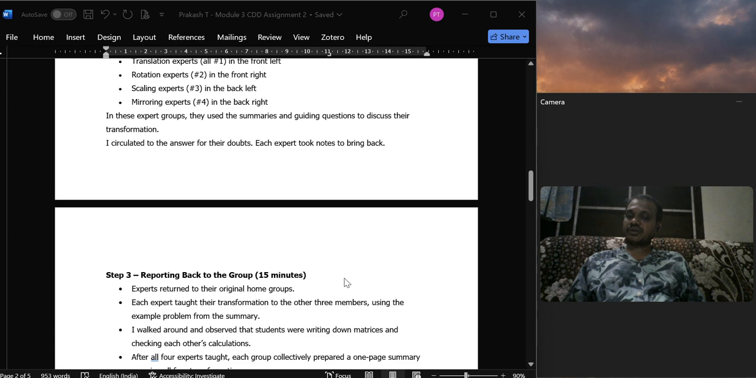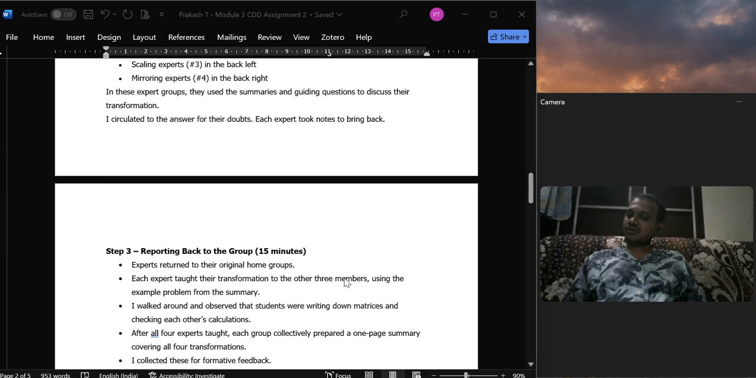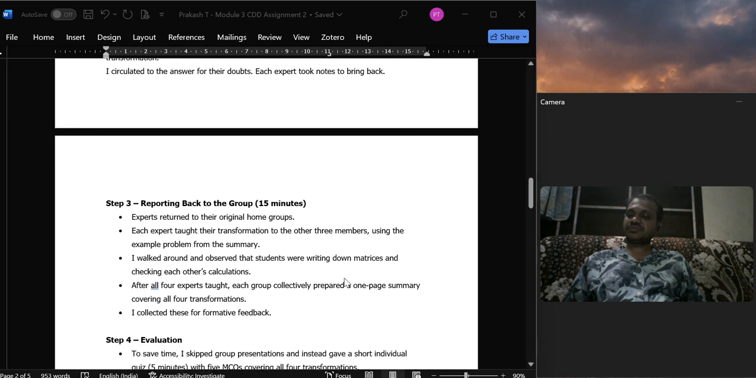Then step three, reporting back to the group. It took 15 minutes. Experts returned to their original home groups and shared their learning with the other three members using the examples from the summary. I walked around and observed that students were writing down matrices and checking each other's calculations. After all four experts taught, each group collectively prepared a one-page summary covering all the transformations. I collected the formative feedback.